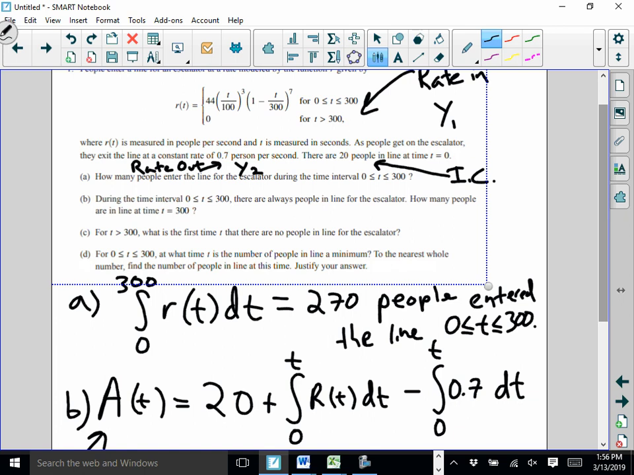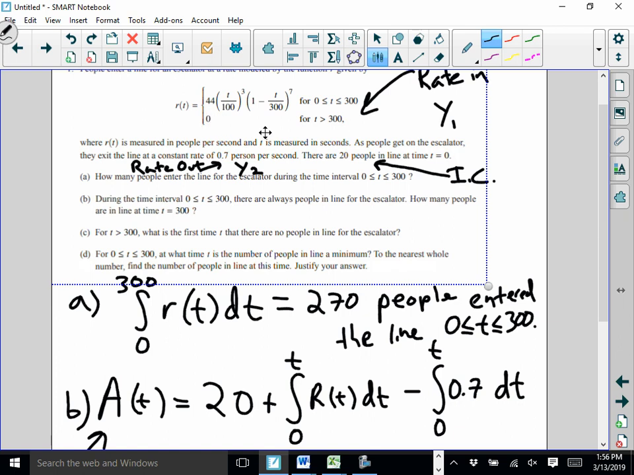I'll take a look at part C. It says, for T is greater than 300, what is the first time there are no people in line for the escalator? Okay. So now we're talking about T greater than 300. The first thing I ask myself is, well, are people still getting in line? Well, when we look up here at our R of T, this piecewise function, our rate of people entering the line is 0 for T greater than 300.